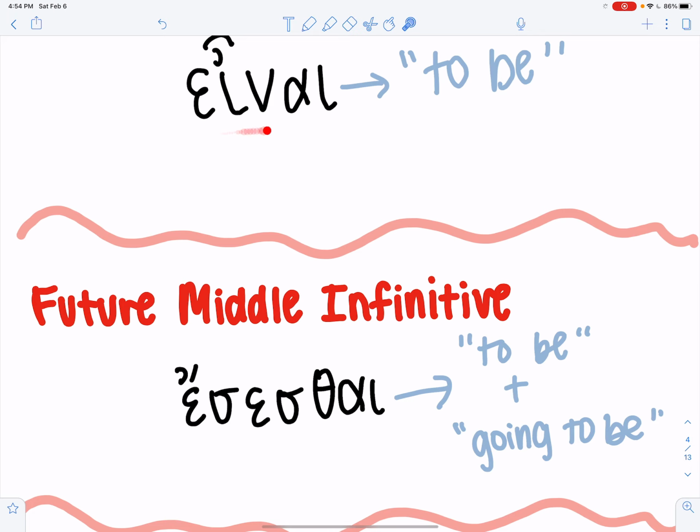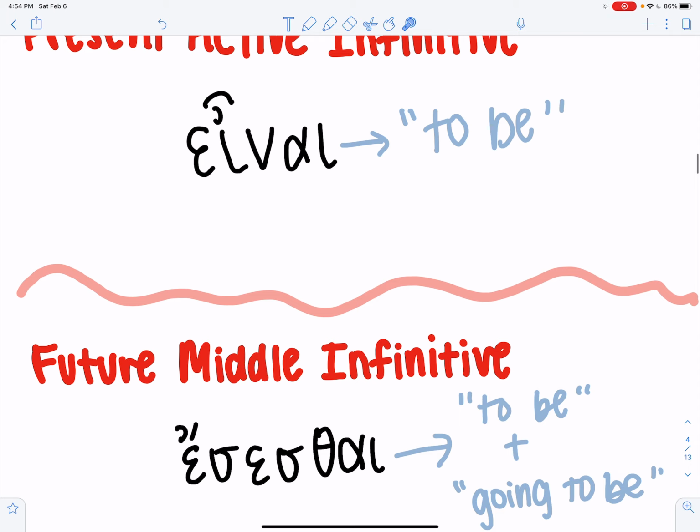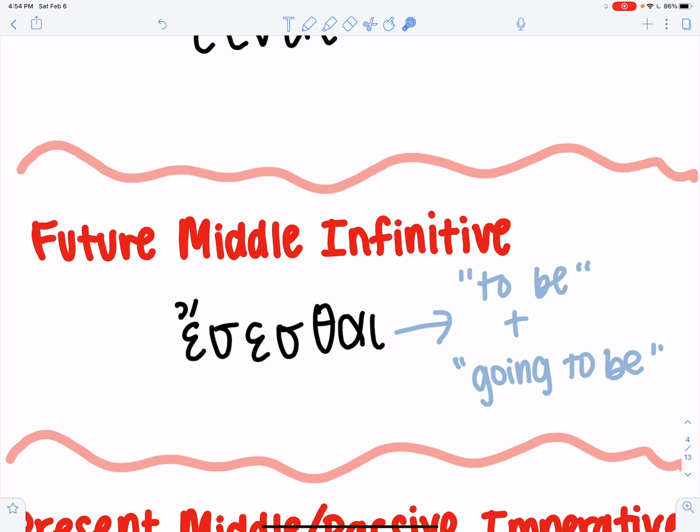So you're combining "to be" with the base of really any sort of infinitive, because "to be verbing" can be a way that you translate most, at least, of the regular verb infinitives. Here, in order to make this verb that already means "to be" future in an infinitive form, it's "to be, going to be." I think breaking it down like this helps to decode it, because it sounds a little bit weird to just say it. So, εσέσθαι, to be, going to be.